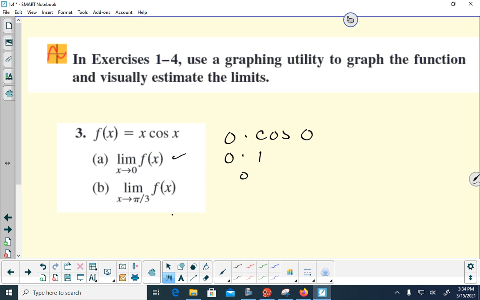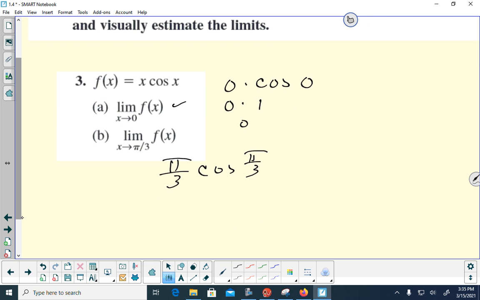On the other one, I would have pi over 3 times the cosine of pi over 3. The cosine of pi over 3 is 1/2, so this would be pi over 3 times 1/2, which would be pi over 6, which if I do that on my calculator is that 0.524 that I got on my calculator.